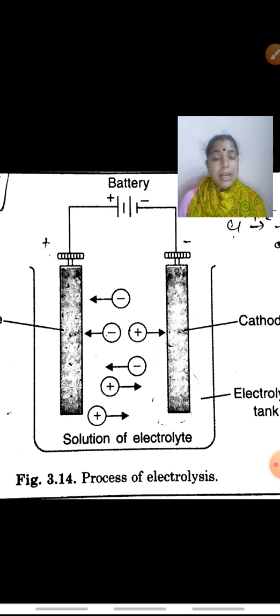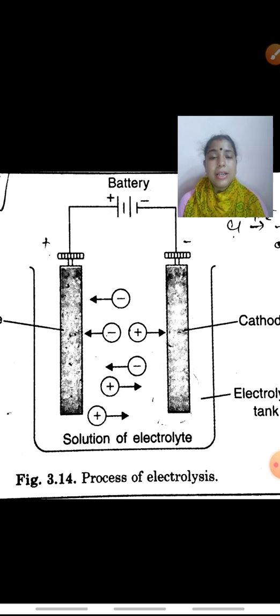Children, see, two copper electrodes are dipped in copper sulfate solution. When electrical charge is passed through the external source, that is from the battery, then as the cathode is connected to the negative terminal and anode is connected to the positive terminal, what will happen? From the solution of the electrolyte, the negatively charged ions will move towards the anode, which is positively charged, and the positively charged ions will move towards the cathode, which is negatively charged. So here negative charge moves towards anode, positive charge moves towards the cathode.